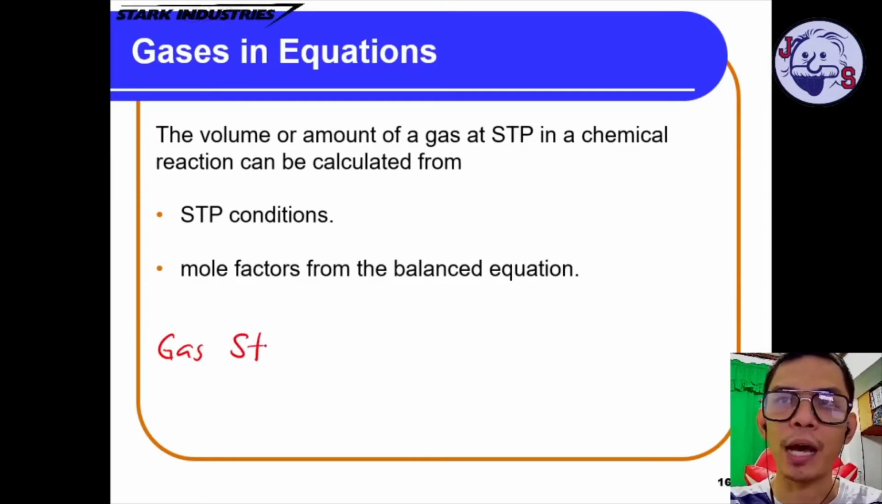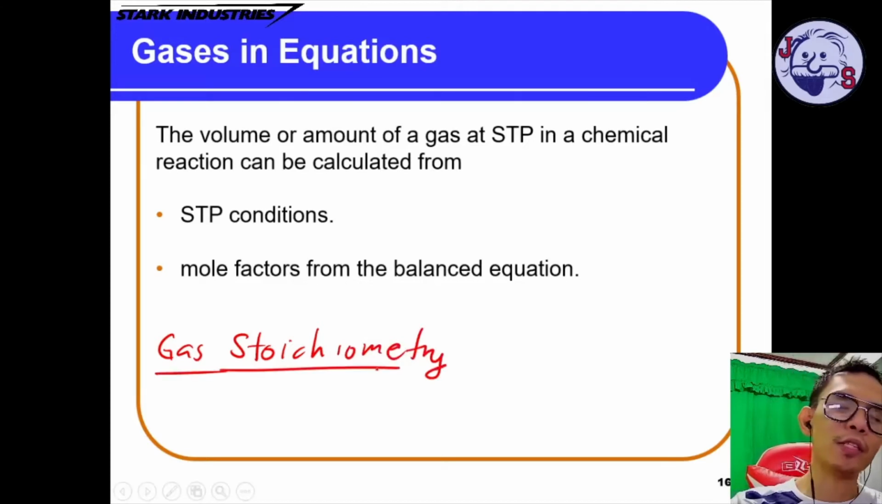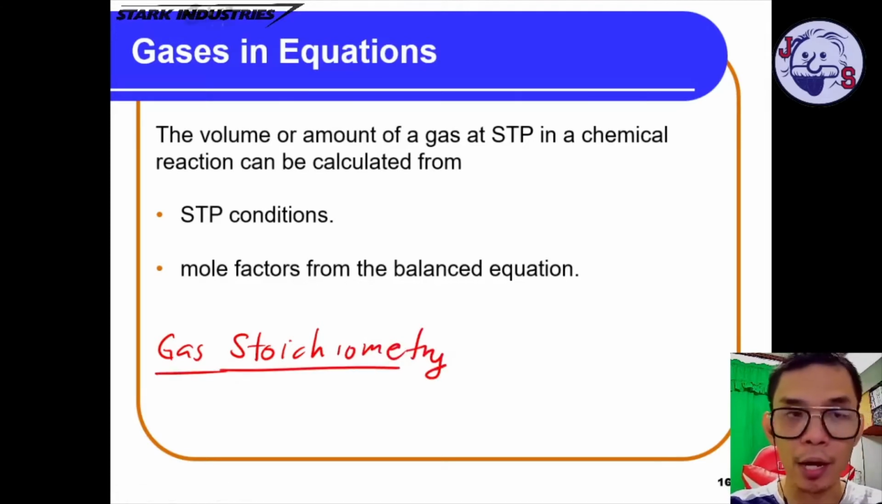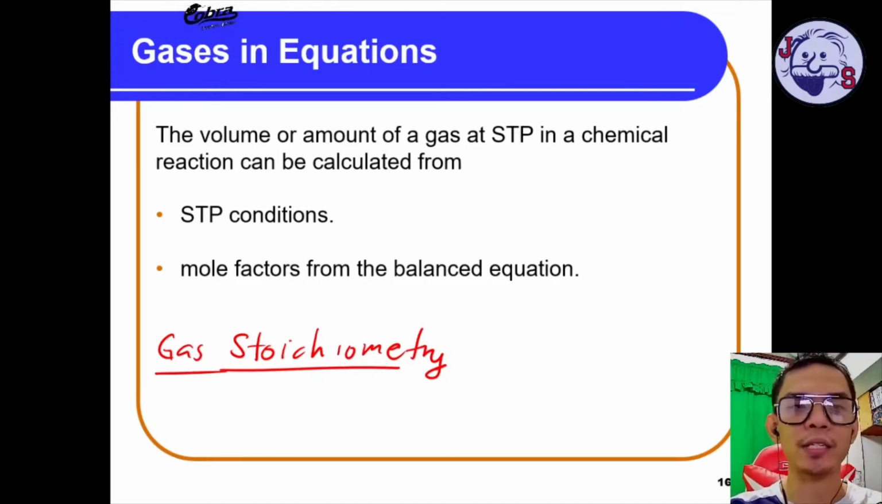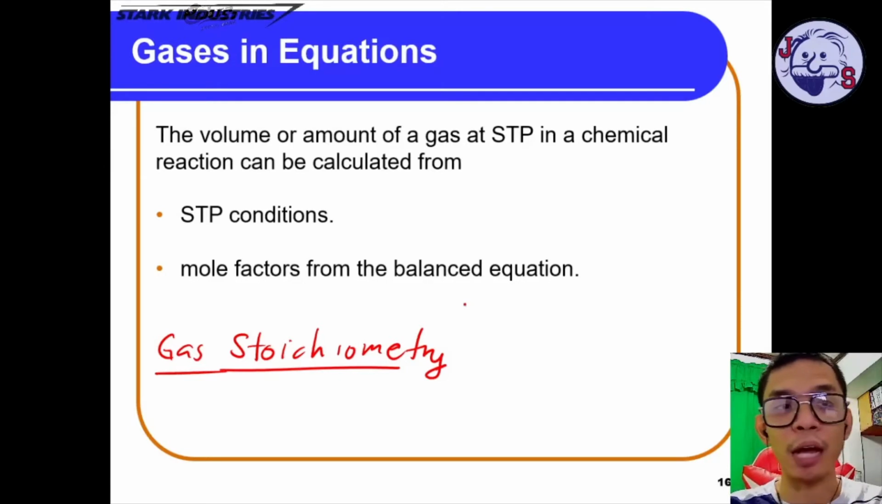Alright, so that is gas stoichiometry. Now in stoichiometry, we determine the product, which is the limiting reactant, which is the excess reactant, and so on and so forth. Now, this is gas stoichiometry that we have right here, using Avogadro's law.